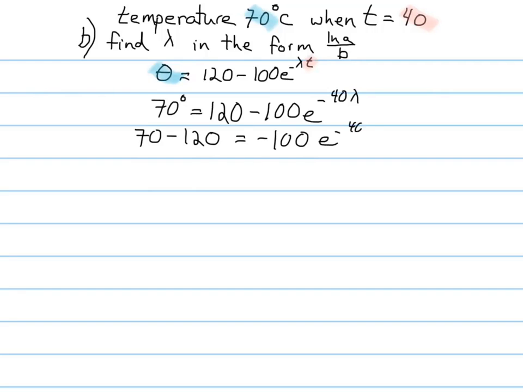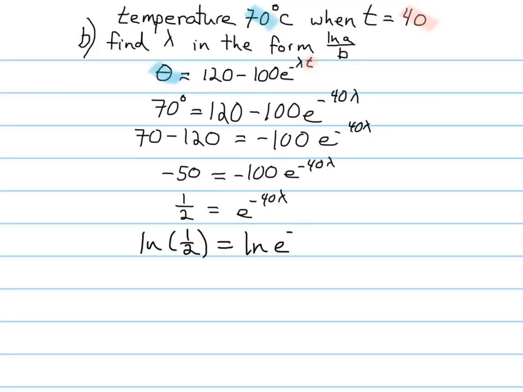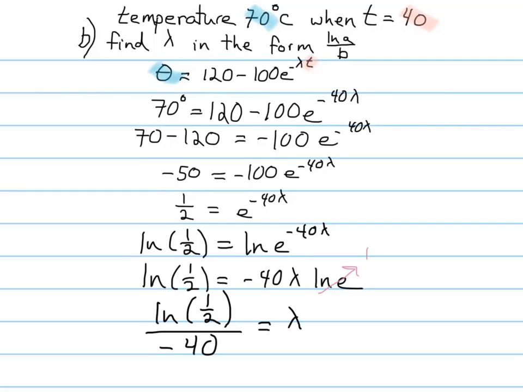First, subtract 120 from both sides. Next, divide both sides by negative 100. This is negative 50 divided by negative 100, which is 1/2. Take the natural log of both sides. Simplify. Remember that the natural log of e is 1. Now we divide both sides by negative 40 to get lambda.